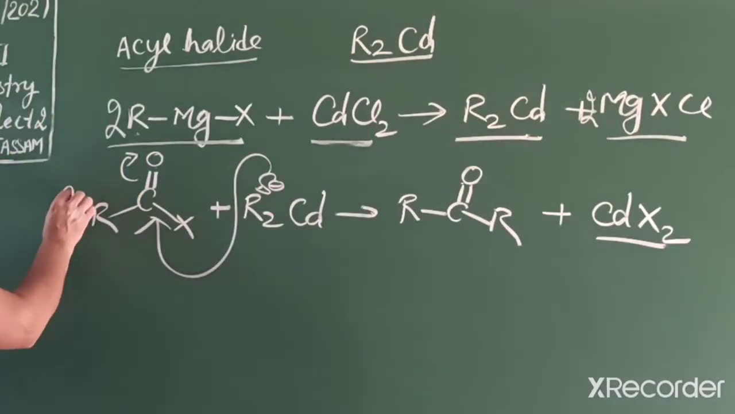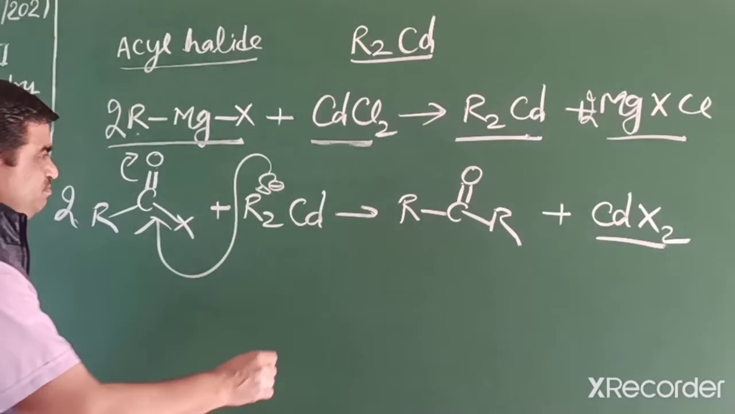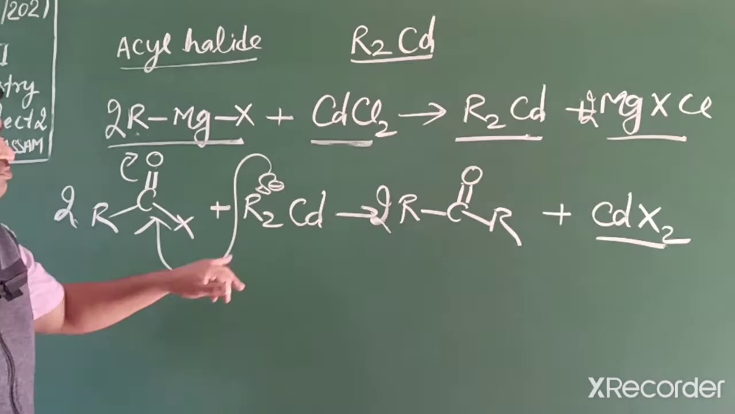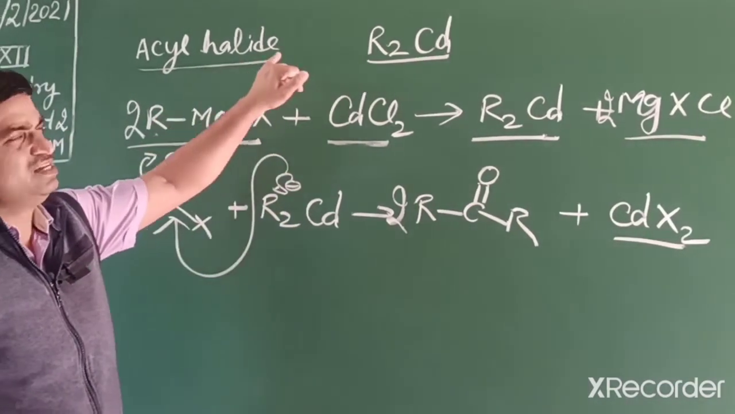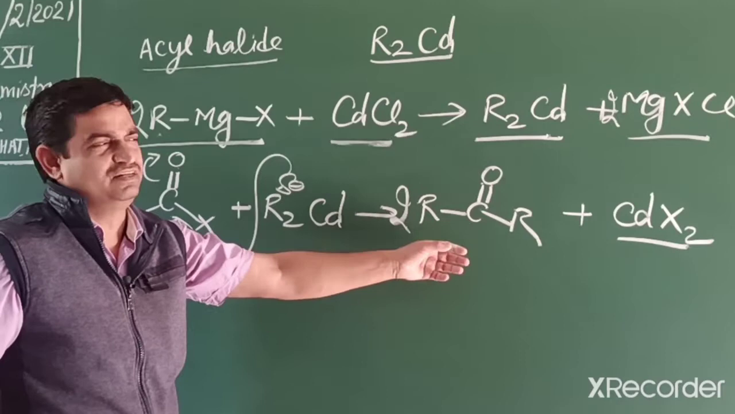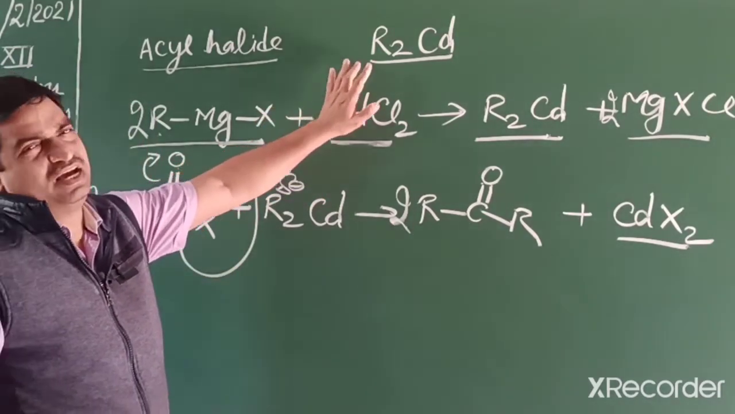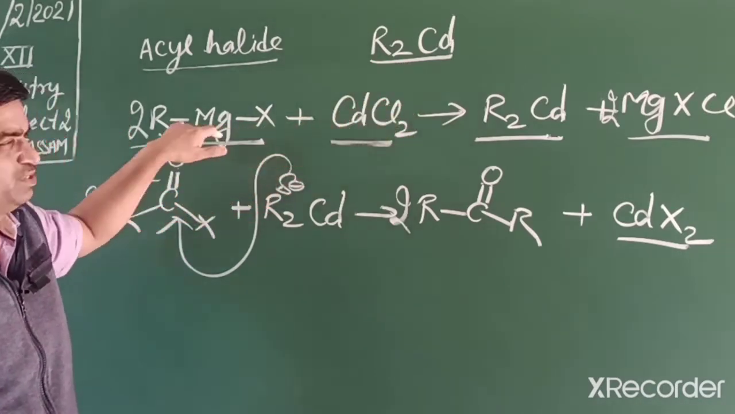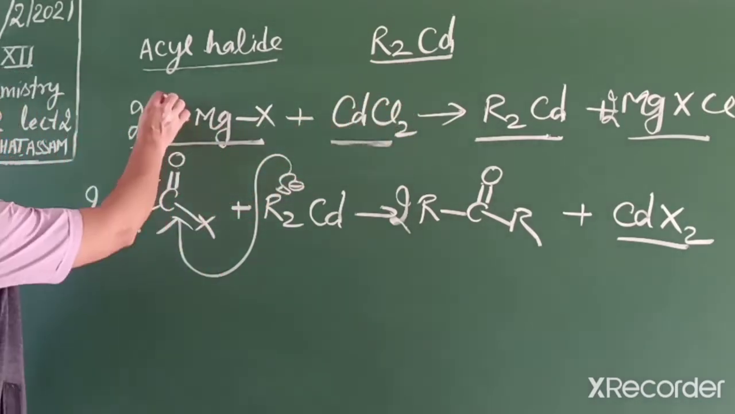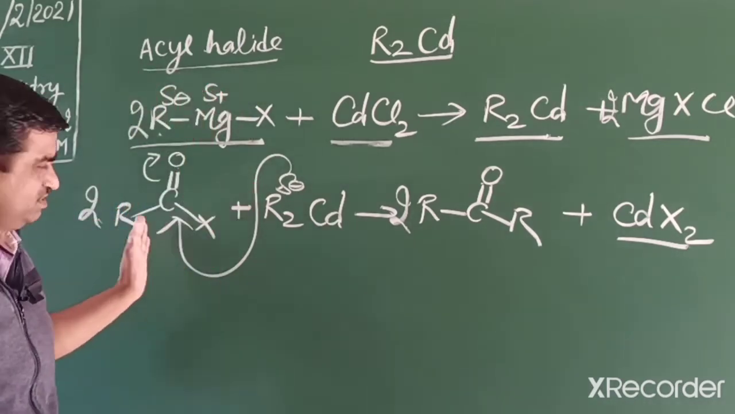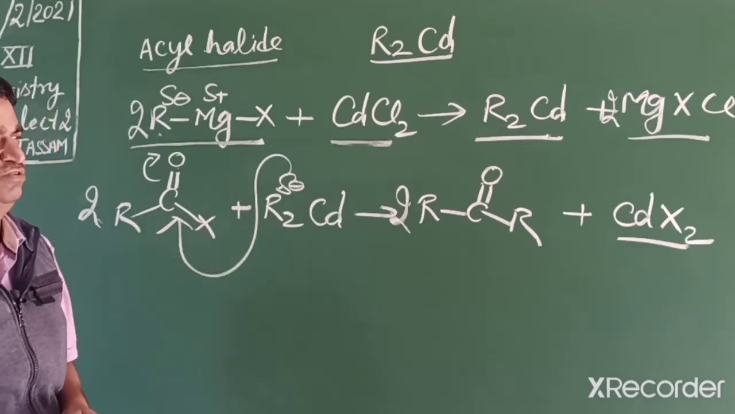So by 2 moles we can prepare this substance. Students, in this way, this is one method to prepare ketones from acyl halide using dialkyl cadmium. Sometimes we can use this reaction in conversions. So remember, the reagent dialkyl cadmium can be prepared from Grignard reagent. This is also a similar negatively charged organometallic compound that reacts with acyl halide and converts into ketones.